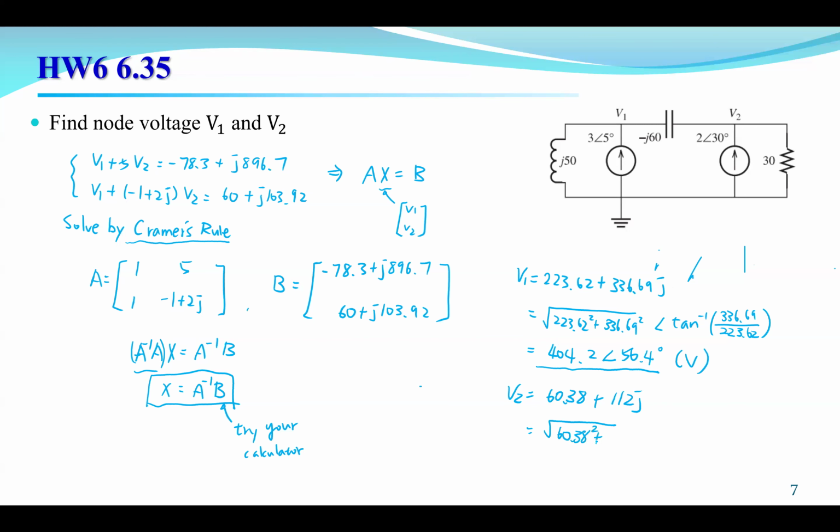So this is the square root of 60.38 squared plus 112 squared. And we have arctangent. This angle is arctangent 112 divided by 60.38, which is 127.2 degrees, 62.3 degrees. Okay, this is V1 and V2.